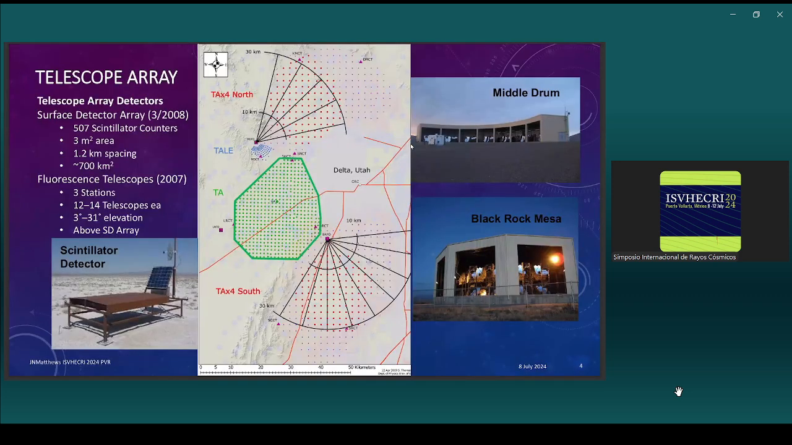So this is a map of the Telescope Array. The original part is the green part here: 507 scintillator detectors and 3 telescope stations. And then we added a low energy extension, and we're currently in the process of adding a high energy extension out here.